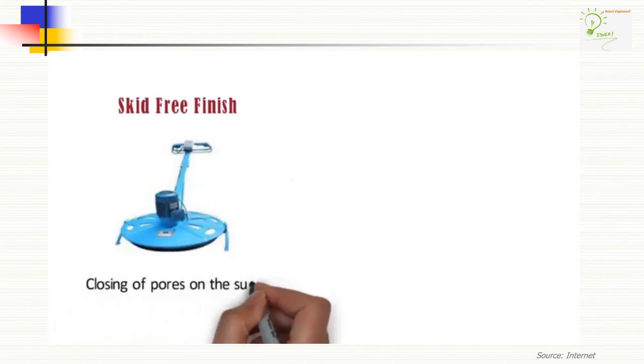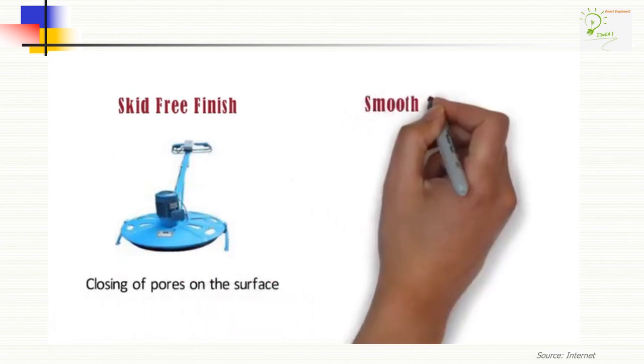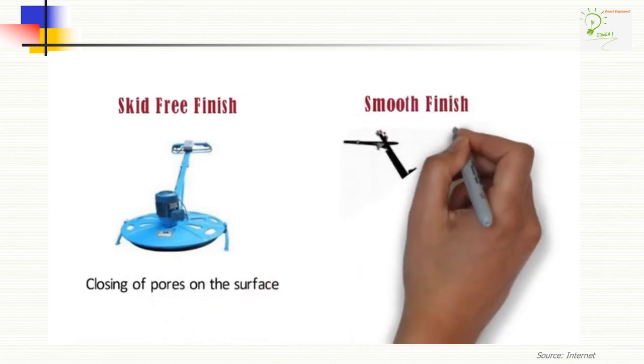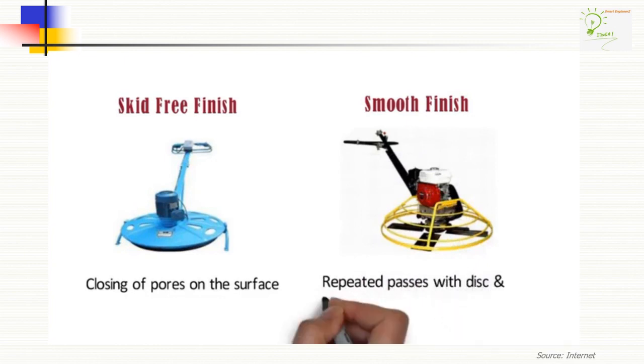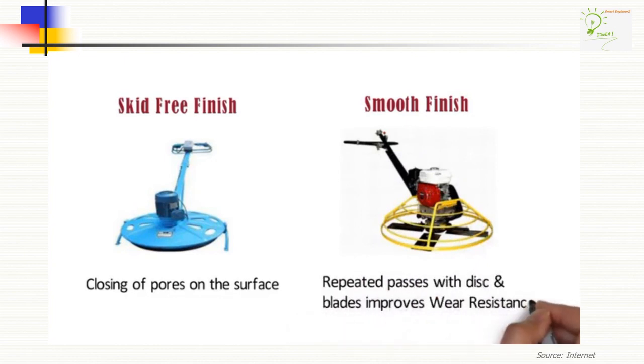This ensures closing of pores on the surface. And if you want a smoother finish, troweling operation is done with the help of troweling blades. Repeated passes with disc and blades improve the wear resistance substantially.